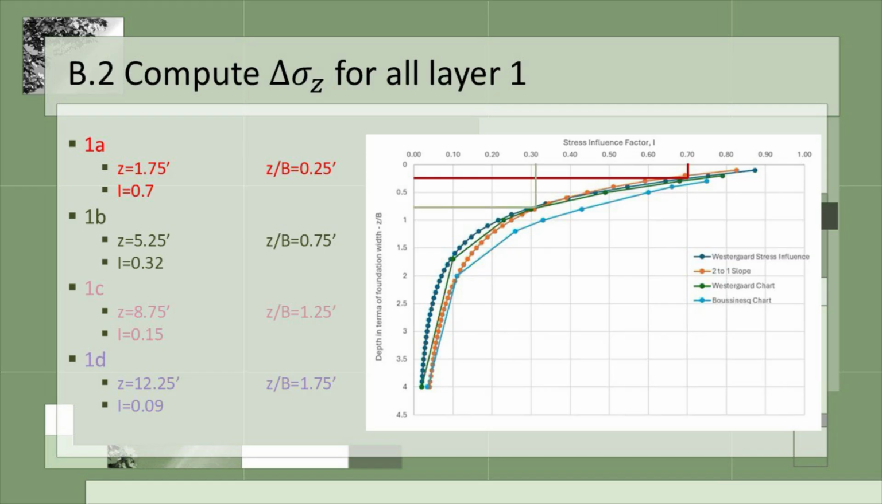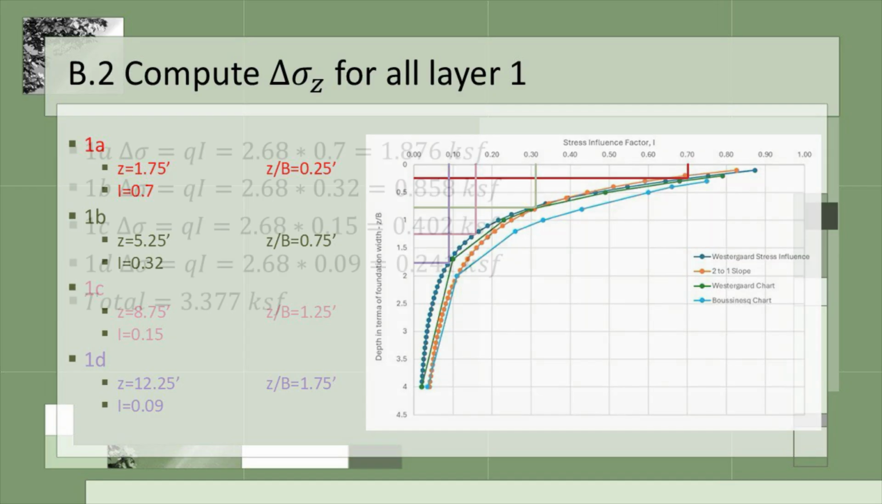For layer 1B, evaluated at a depth of 5.25 feet, the Z/B ratio is 0.75, resulting in an influence factor of 0.32. For layer 1C, the midpoint depth is 8.75 feet, producing a Z/B ratio of 1.25 and an associated influence factor of 0.15. Finally, layer 1D is evaluated at a depth of 12.25 feet with a Z/B ratio of 1.75 and an influence factor of 0.09.